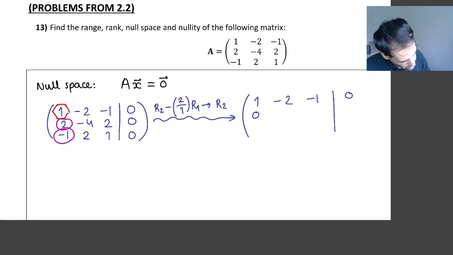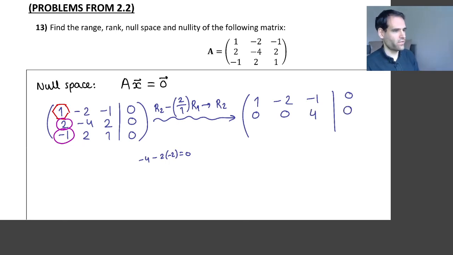So let's not get confused. This is minus 4 minus 2 times minus 2. So this is minus 4 plus 4 equals 0. Then 2 minus 2 times the row 1. That's 2 plus 2. That will be 4. And then 0 plus 0 will be 0. Okay? Next, we want a 0 to appear here.